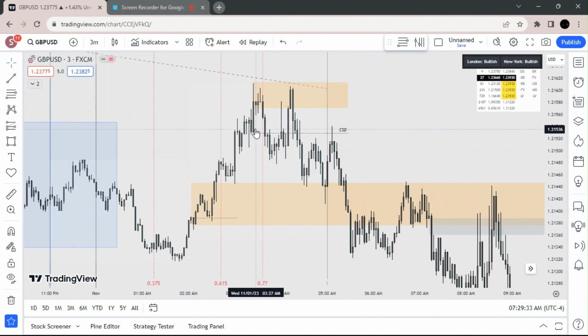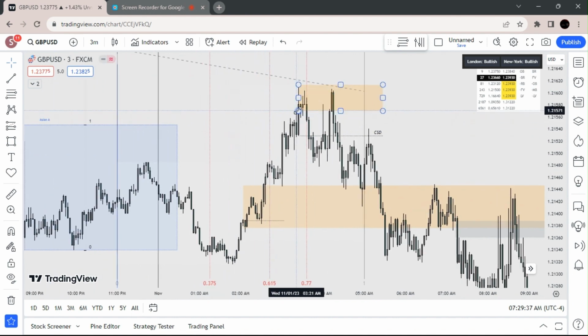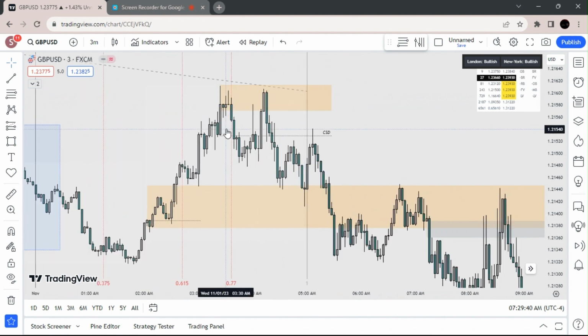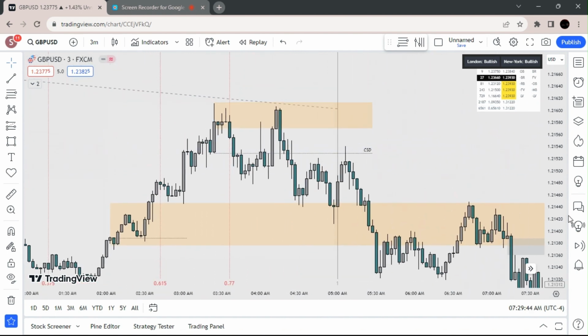You have to follow your bias. Like in this case, I know we're going short. So why not mark out CSDs right there? And this is the biggest, most obvious one. So that's the one you're going to use.